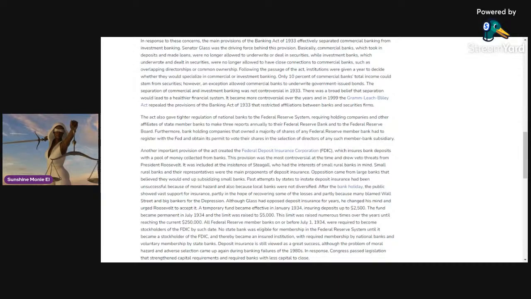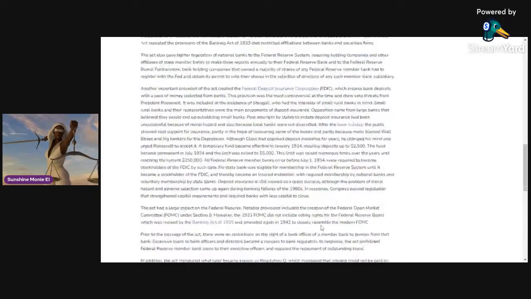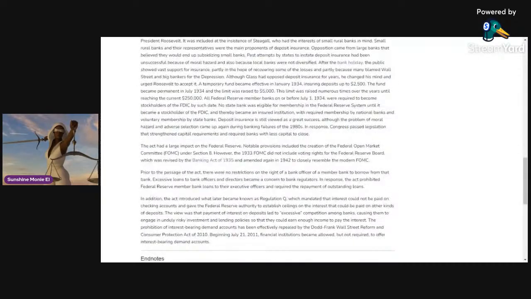Federal Reserve member banks on or before 1934 were required to become stockholders of the FDIC by a set date. No state bank was eligible for membership in the Federal Reserve System until it became a stockholder of the FDIC. That's interesting. So you had to invest in the FDIC in order to have a membership in the system, and thereby became an insured institution, with required membership by national banks and voluntary membership by state banks. Deposit insurance is still viewed as a great success, although the problem of moral hazard and adverse selection came up again during the banking failures of the 1980s. In response, Congress passed legislation that strengthened capital requirements and forced banks with less capital to close.